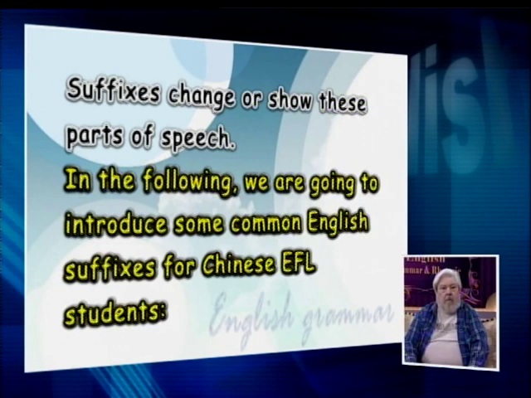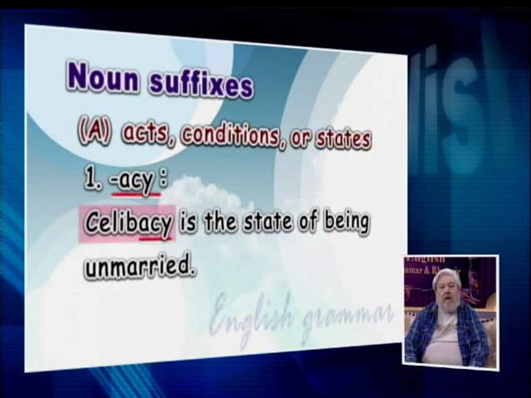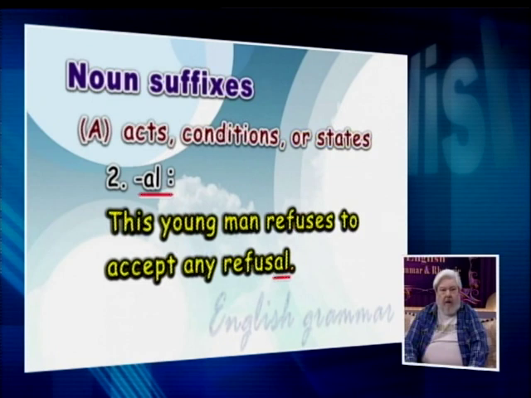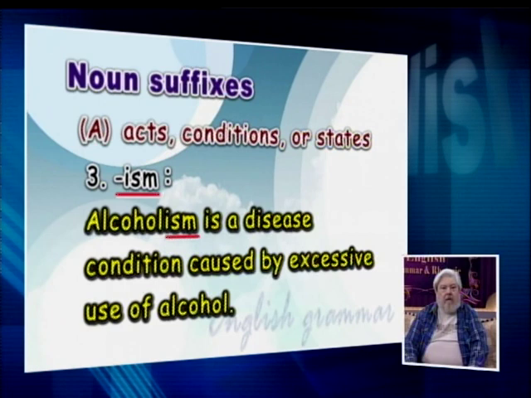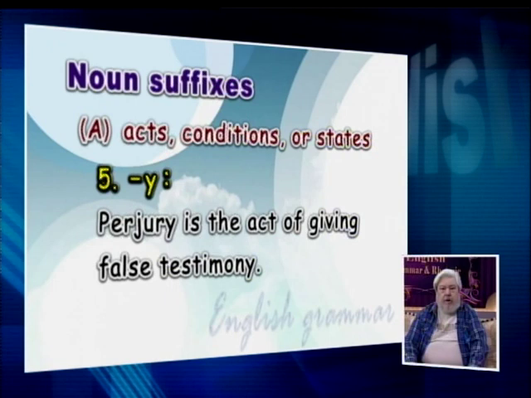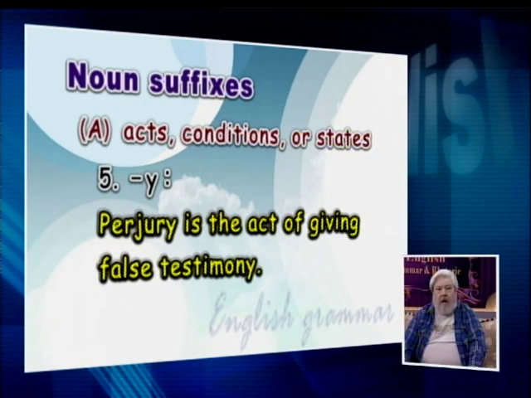Noun suffixes, acts, conditions, or states. ACY, celibacy is the state of being unmarried. AL.This young man refuses to accept any refusal. ISM. Alcoholism is a disease condition caused by excessive use of alcohol. ION. Family reunions at Christmas unite all family members. Y. Perjury is the act of giving false testimony. MONY. Matrimony is the state of being married.